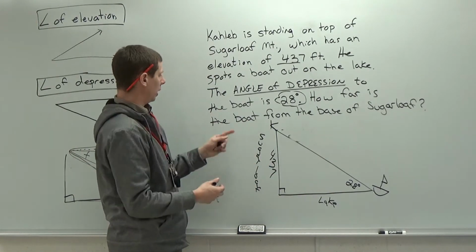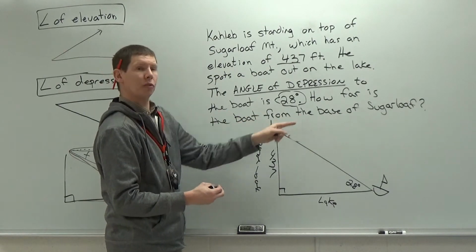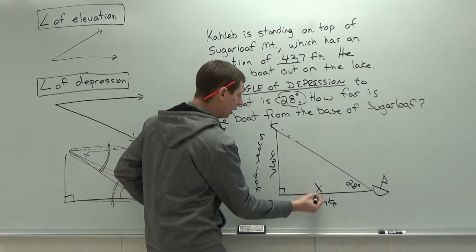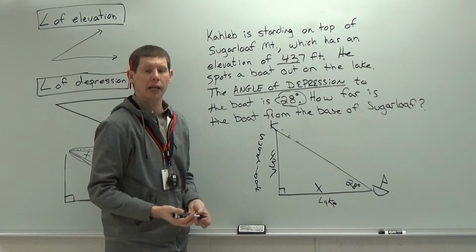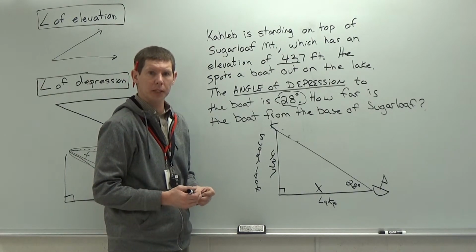And then we just need to put an X. How far is the boat from Sugarloaf? So we're trying to find this side. And from there we can use sine, cosine, or tangent to help you out.